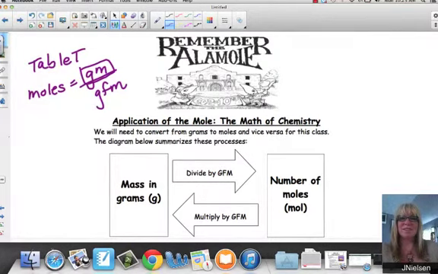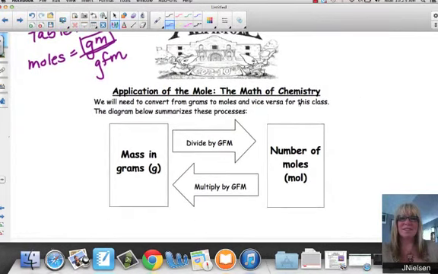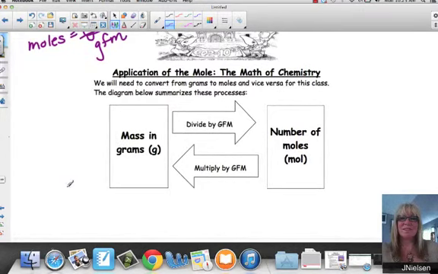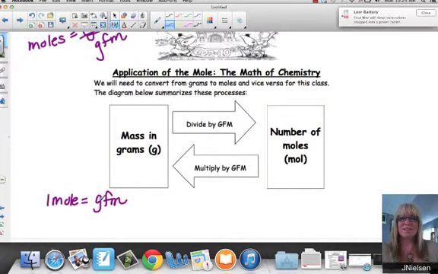Well, what you need to know is that there are 3 conversion factors for math of chemistry regarding moles. The first is 1 mole equals the gram formula mass. So remember, the gram formula mass is the mass in grams. So if I say that I have 1 mole of magnesium, then 1 mole equals 24.305 grams.